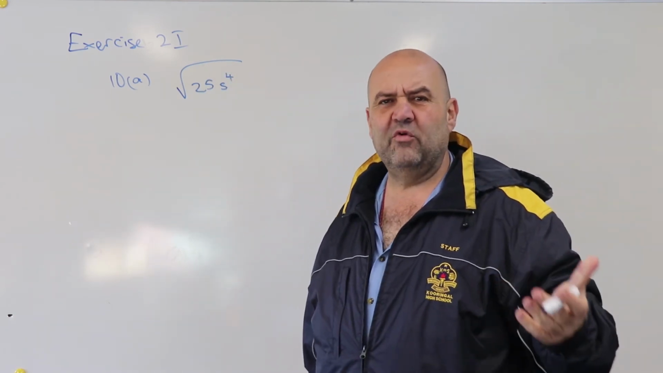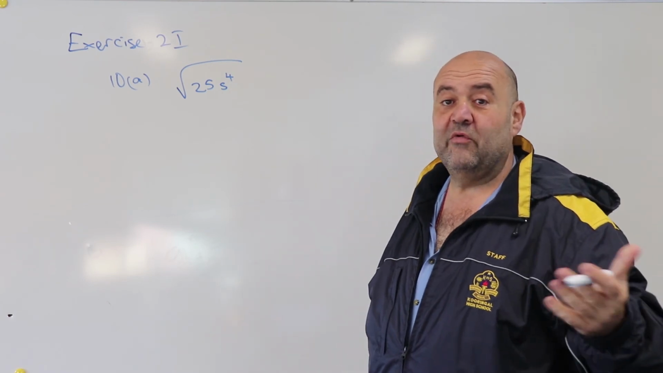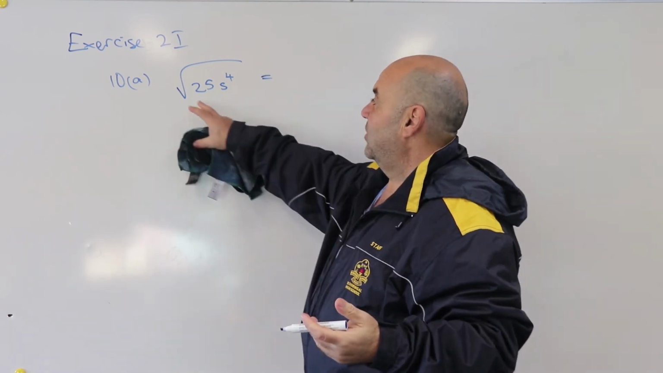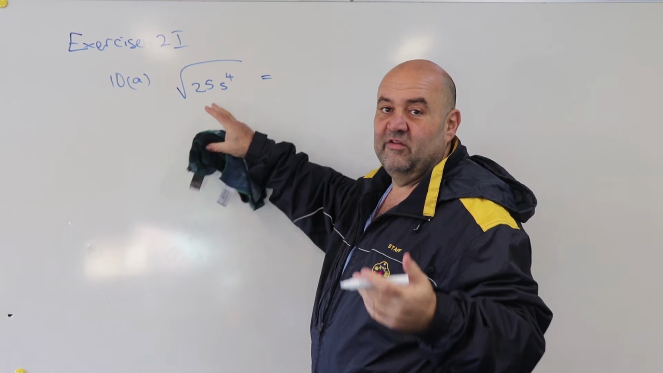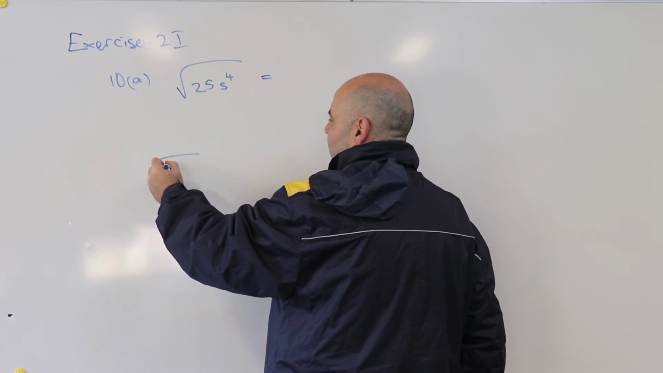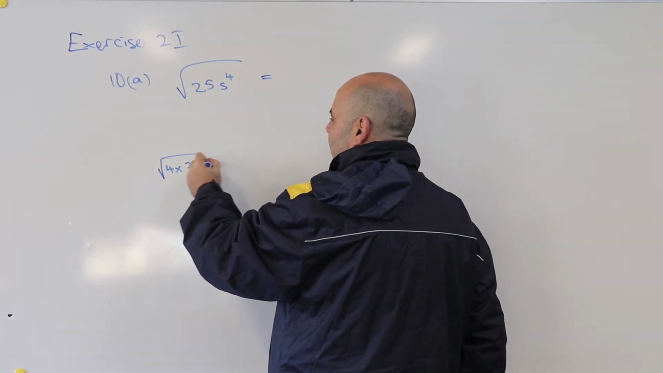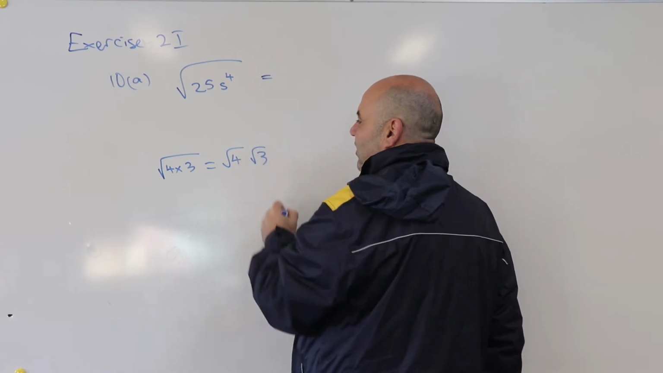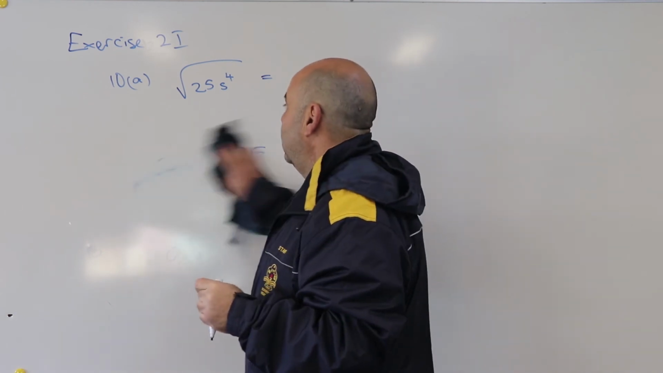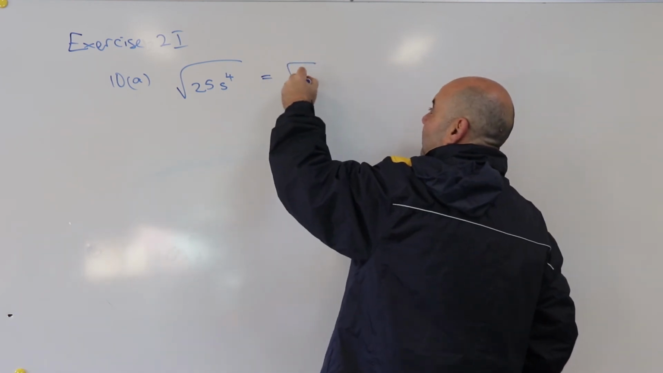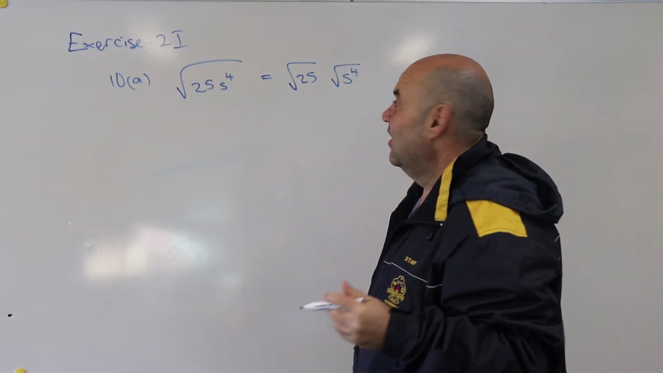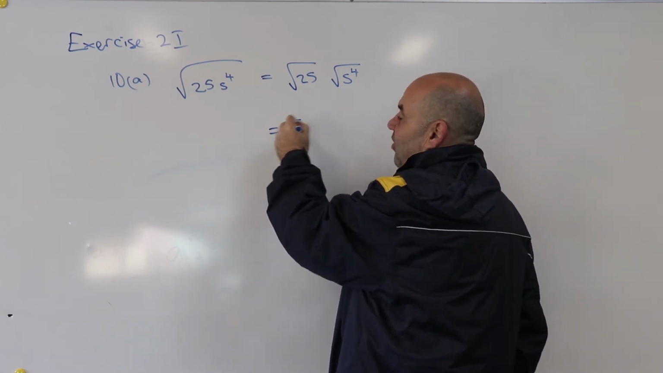Okay, well, what does square root mean? We know that now. We know that the square root means to the power of a half. We also know that if we've got the square root of a number times something else, then we can separate that surd out. So you remember, for example, if we had the square root of 4 times 3, that was the square root of 4 times the square root of 3. So if there's two things that are being multiplied, we can break our surd up. So that's what I'm going to do here. So I've got the square root of 25, and I've got the square root of s to the power of 4. Well, square root of 25, I should know, that's 5.